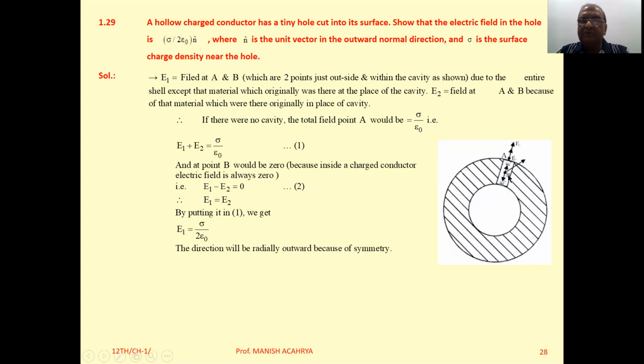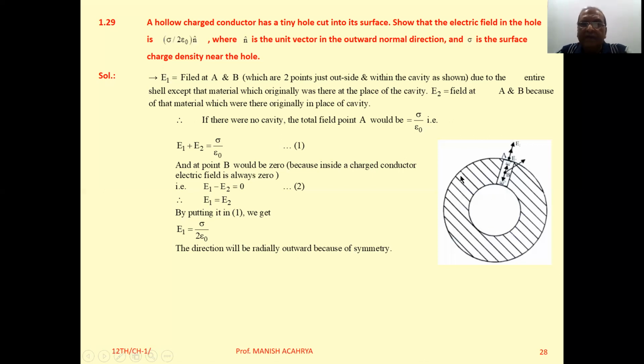A અને B પાસેનું ફિલ્ડ આ કેવિટી ના બનાવી હોય, मतलब कि if entire conductor is solid one, in that case electric field at A and B. Okay, तो A केस में electric field because of the material which were there originally in the place of cavity.